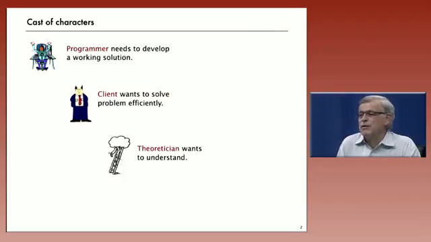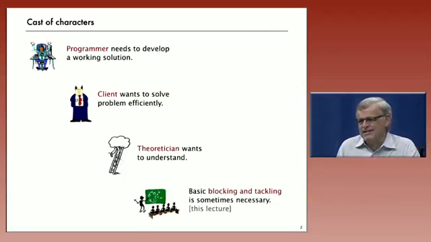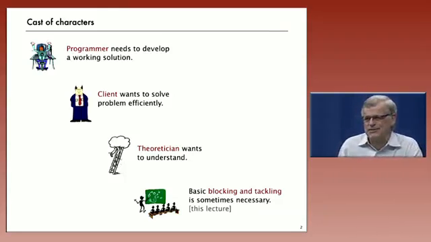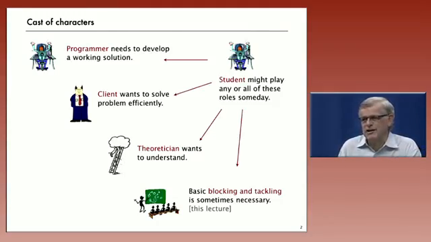Third one is a theoretician. That's somebody who really wants to understand what's going on. And the last one is kind of the team, this basic blocking and tackling sometimes necessary to get all these things done. So there's a little bit of each one of these in today's lecture. And actually, when you're a student, you have to think that you might be playing any or all of these roles someday. So it's pretty important to understand the different points of view.